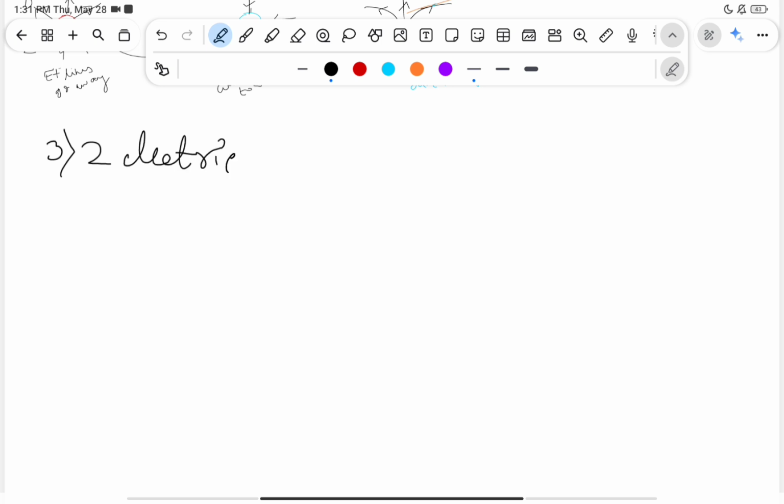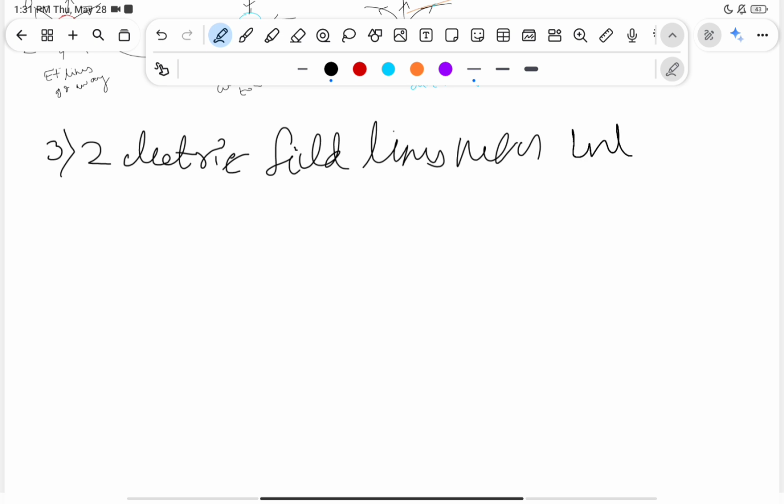We will see the third property now. What is the third property? Two electric field lines never intersect each other.